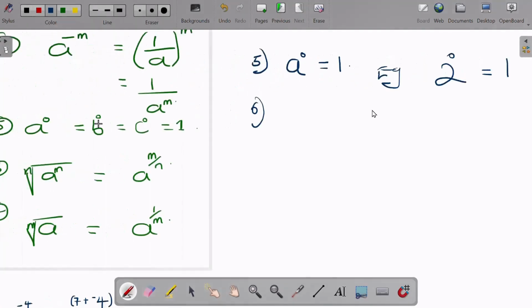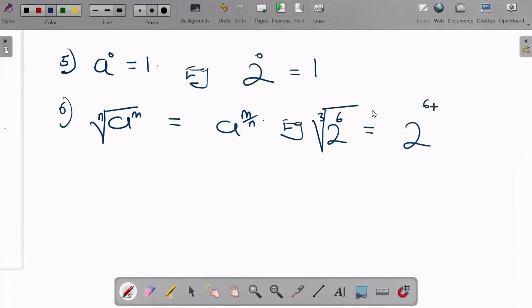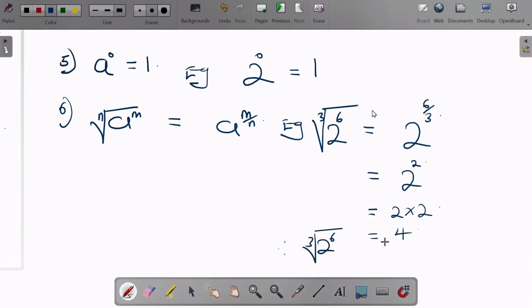Then number 6. Number 6 says, if you have a power m, root n, it is the same as having a raised to power m divided by n. For example, if I have 2 to power 6 under root 3, by following the rule of indices, we say that this is the same as having 2 raised to power 6 divided by 3. Now when we divide, we get 2, so we have 2 power 2, which is 2 multiplied by 2. Simplify that, we get 4. Therefore, 2 power 6 under root 3 is the same as having 4.